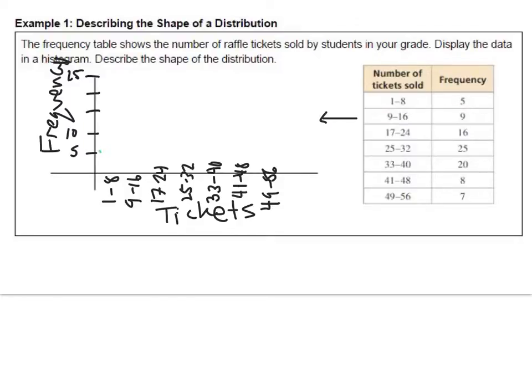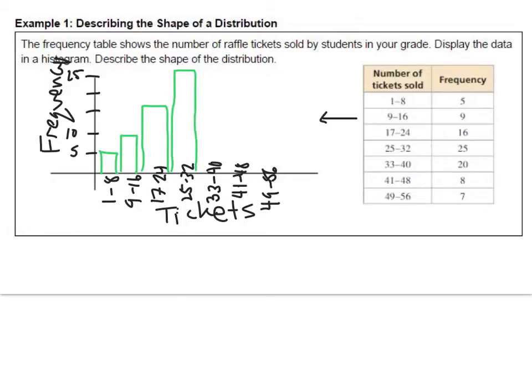So I'm going to have a bar that goes up from 1 to 8 all the way up to 5. Next one, 9 to 16, I had 9, so that's going to go up to a little bit below 10, okay? Then I have 17 to 24, so that's all the way up to 16, so that's going to be a little bit above 15. And then 25 to 32, we're all the way up to 25, so that's the very maximum value.